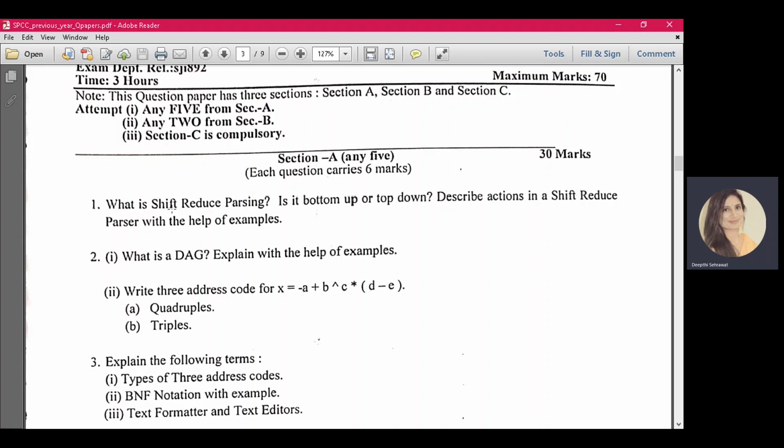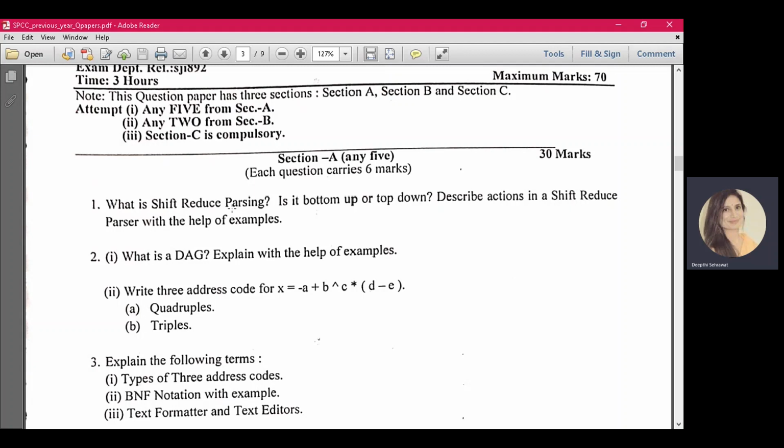The first question is, what is shift reduce parsing? Is it bottom up or top down? Describe actions in a shift reduce parser with the help of examples. Simply, first of all, you need to explain that shift reduce parsing is a bottom up parsing, and you have to simply take an example and explain how this shift reducing thing takes place, right?